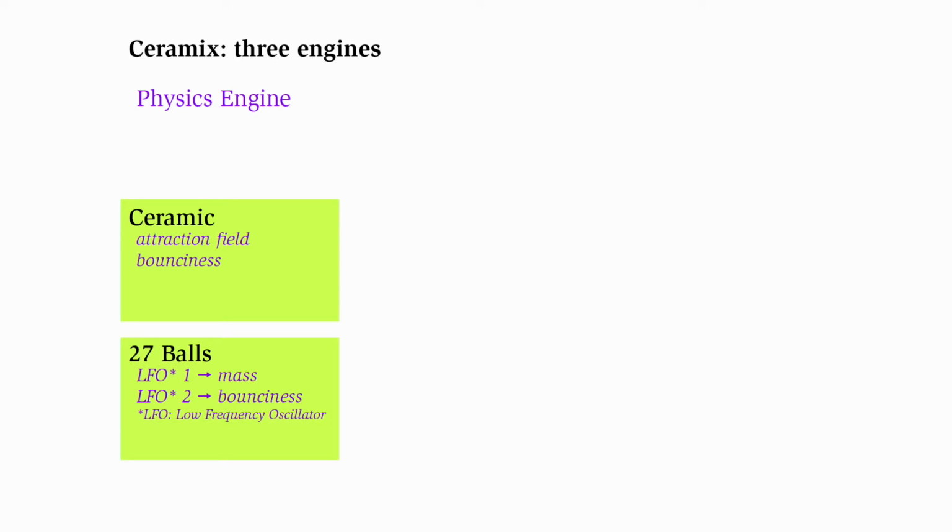So there is an attraction field of the piece, and the piece also has some bounciness. So if something bumps into the piece, it will bounce off the piece. Also, all of the balls, and I chose 27. And each ball has a mass and some bounciness as well.